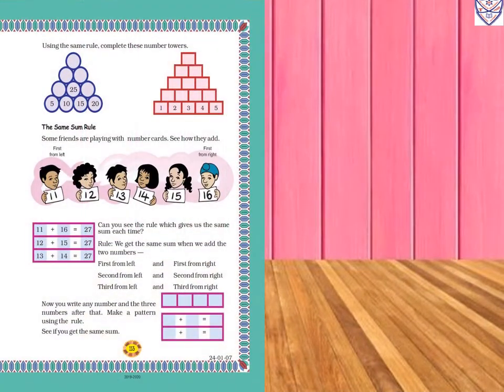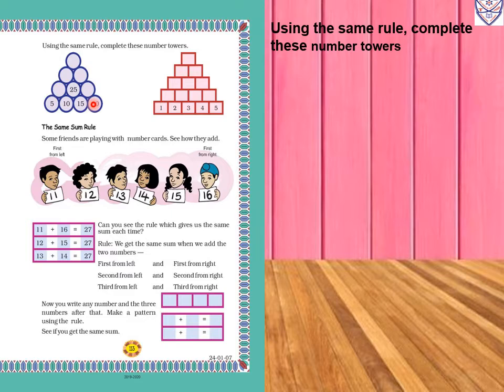Now page number 113, using the same rule complete this number tower. Here the number tower we have to complete. Here the bottom step they have given. Now we have to finish the tower.